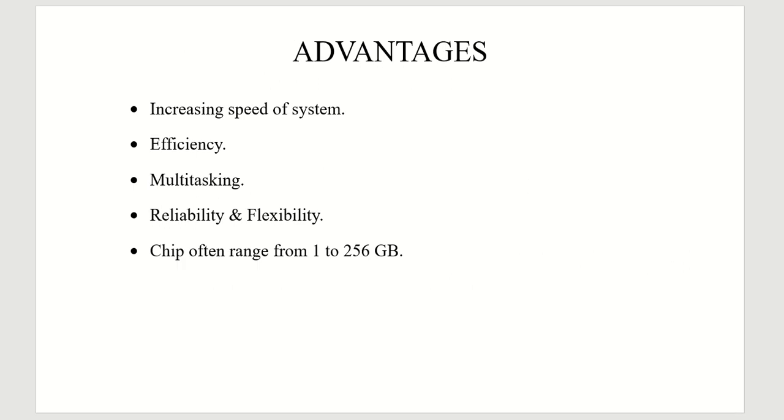These are the advantages: increasing the speed of system, efficiency, multitasking, reliability, and flexibility. Other chips are like MBs, 1 to 2 GB only. In this RAM memory, we can use from 1 up to 256 GB, but we mostly use 32 GB of RAM memory.